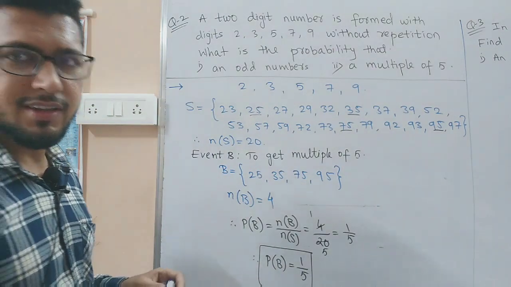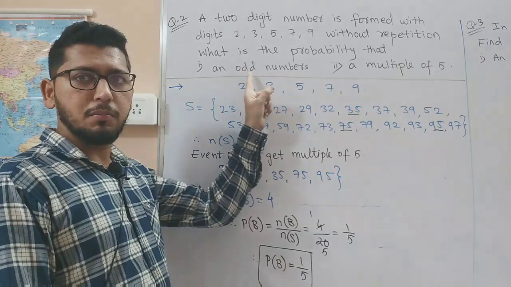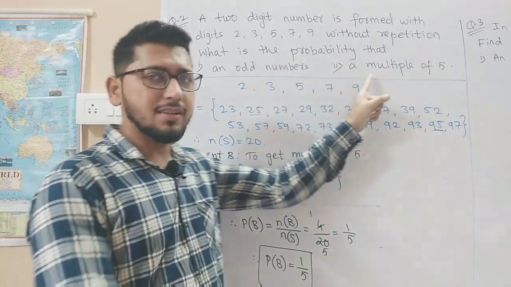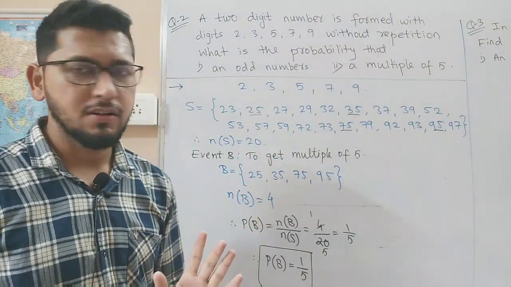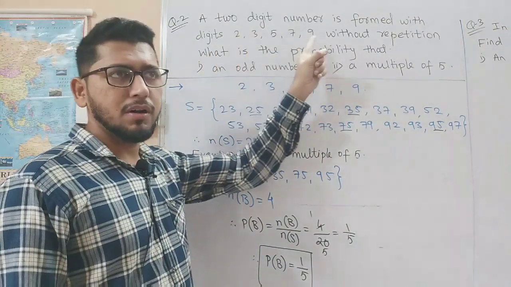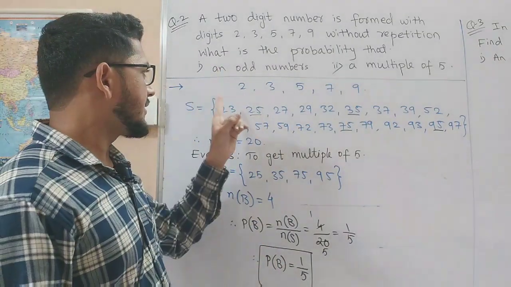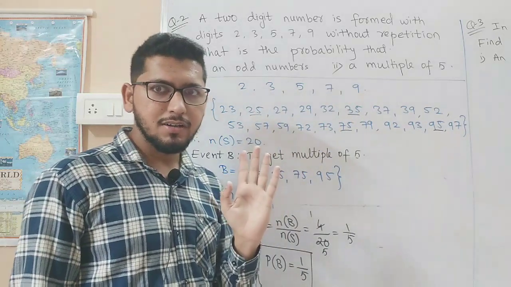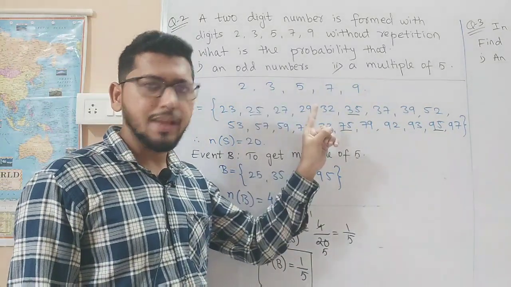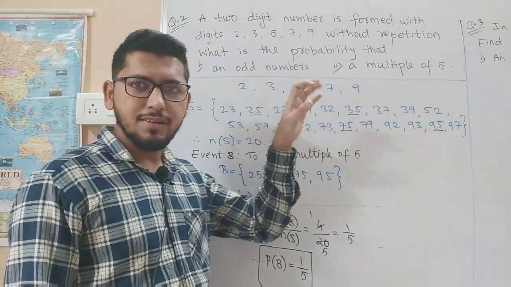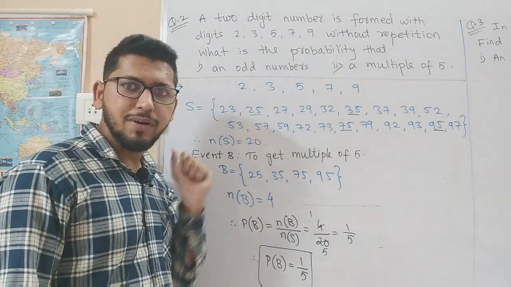Understood? So with this we have completed this example. In the first event it is given that an odd number will come out. In the second event it is given that the multiple of 5. So first of all we have to make the sample space. Using 5 digits we have made 2-digit numbers without repetition. So there are 2, 3, 5, 7 and 9 numbers. So we have made 2-digit numbers like 23, 25, 27, 29, then 32, 35, 37, 39. Like this we have got 20 values. So there will be 20 sample points.